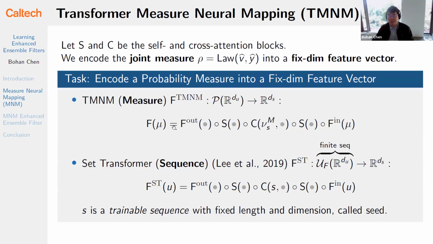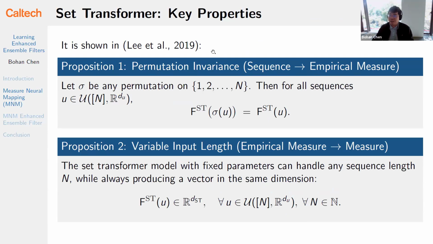That's the tricky part of this setup. It's shown in the original Set Transformer paper that the Set Transformer architecture has two major properties. The first property is permutation invariance. That is, for any permutation, the output is the same, no matter how you permute the input sequence. And the second is variable input length. This is because of the bottleneck cross-attention part. That is, once it is trained, you can use different input lengths and the output is always the same.